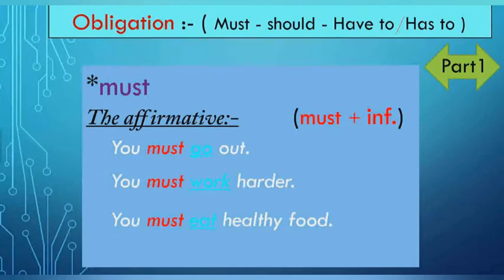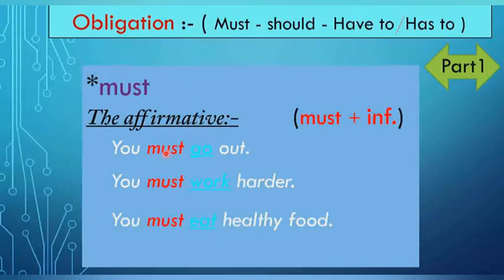First, let's start with the modal verb must. We will talk about the affirmative form. We have to use must plus the infinitive form of the verb. Let's read the first sentence together. You must go out. Must here means that it's an obligation. You have to do something.